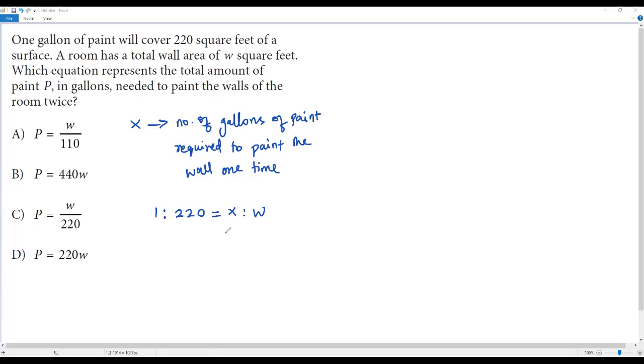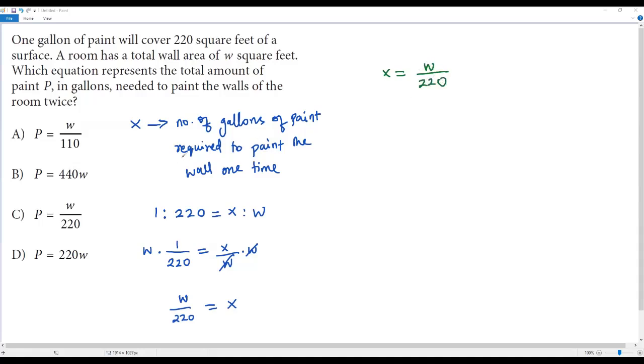So now our aim is to solve for X. For that we can write each ratio as a fraction. I'm getting 1 over 220, and the second ratio as a fraction is X over W. To solve for X, I have to multiply both sides by W to get rid of the W in the denominator. The W will cancel out on the right side, and on the left, W times 1 is W over 220. On the right side, I get X. So X equals W over 220.